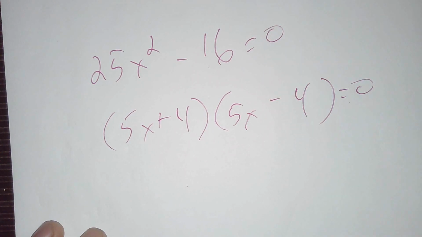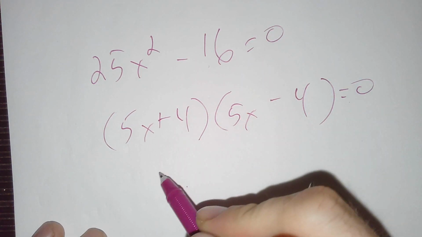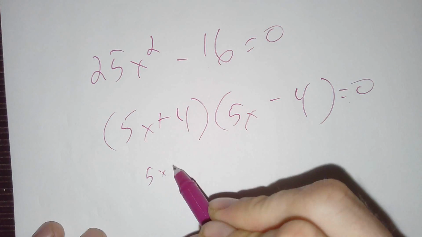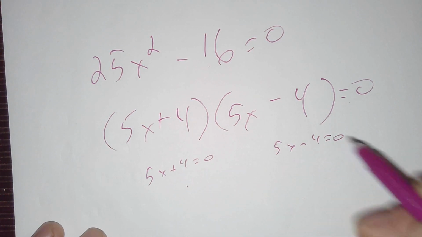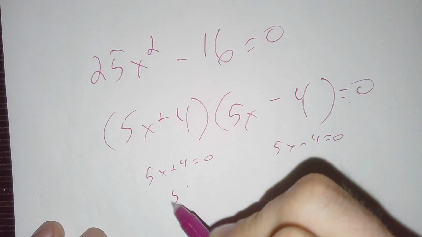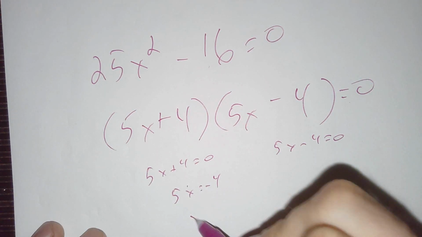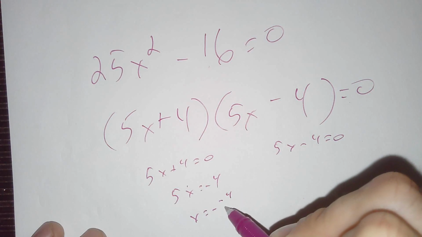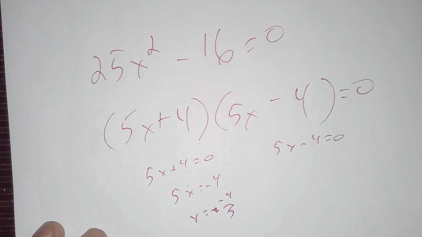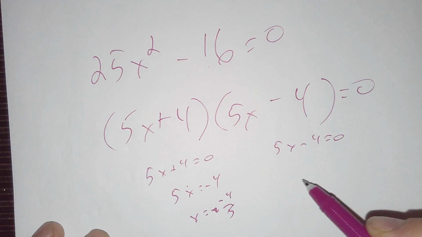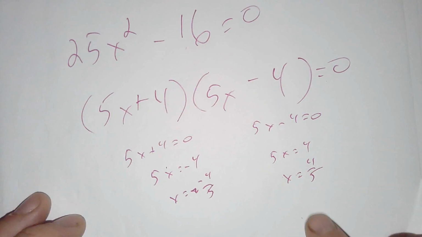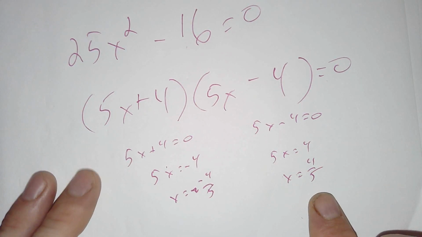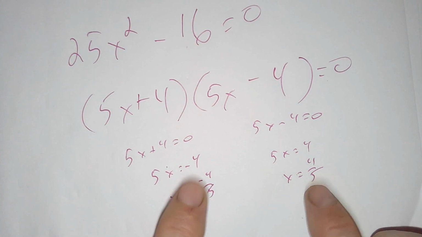And these both, say for instance, equal 0. So I would have 5x plus 4 equals 0, and 5x minus 4 equals 0, in which case I'm going to have 5x equals negative 4, so x equals negative 4/5, right? And then I'm going to have 5x equals 4, so x equals 4/5. Okay, that means that the vertex is on the y-intercept, because it was on the y-axis.